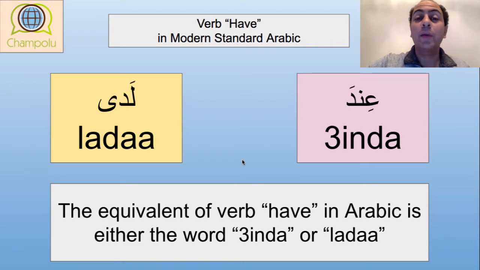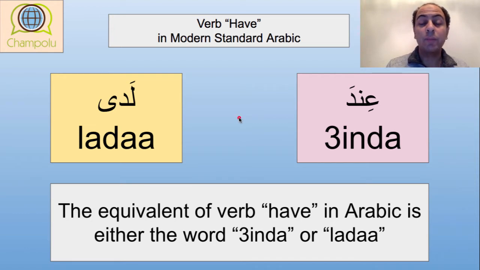Today we'll be talking about the equivalent of the verb have in modern standard Arabic. It's important to notice that we don't actually have a verb that corresponds to have, but we have these two words, عند and لدى. Both these words are not verbs. They are not conjugated as verbs. Instead, they are classified as something called ظرف مكان, or a word that indicates location. So they are more like when you say with or at.